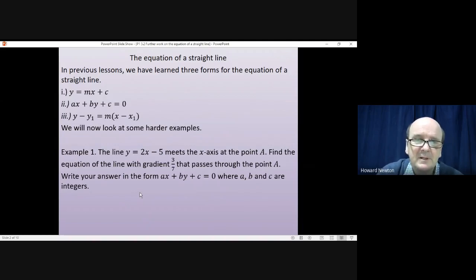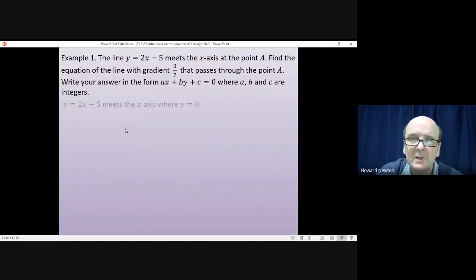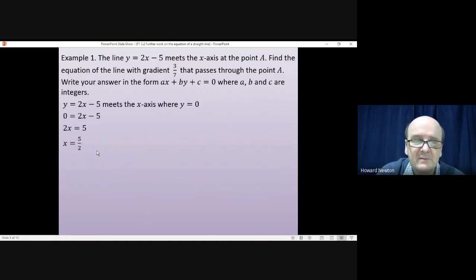Okay, let's have a look at this. So that was the question. Now, y equals 2x minus 5 meets the x-axis at the point A. Well, the line meets the x-axis where y equals 0. The x-axis is frequently called the line y equals 0, which means if we want to know the x value where the line cuts through the x-axis, we just have to substitute y equals 0 into the equation of the line. And that'll give us 0 equals 2x minus 5, which means 2x equals 5, and x equals 5/2.